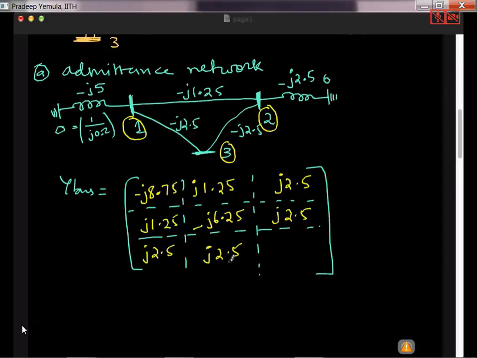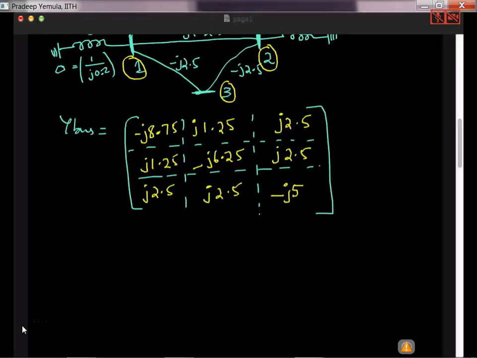Next, coming to bus 3, I don't have any element connecting to 0, so I can just simply add these two, it will be minus J5. So like this, I have the Y bus. So what is the next step? Next step is very straightforward. Z bus is nothing but Y bus inverse.